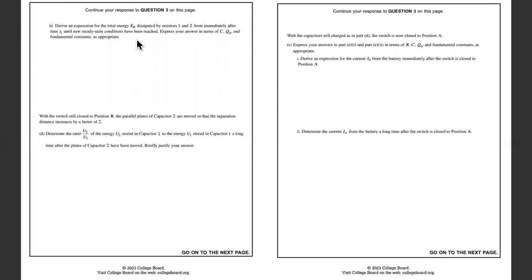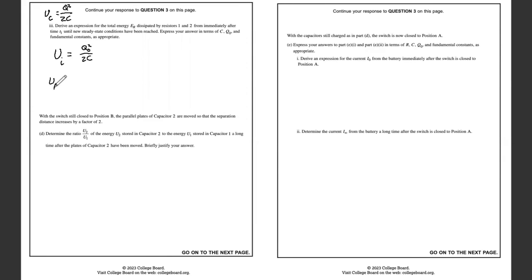Derive an expression for the total energy dissipated by the resistors from immediately after time t1 until new steady state. This requires us to know the initial energy stored as well as the final energy stored. And we know that the energy stored in a capacitor from our equation sheet is q squared over 2c. Well, only capacitor 1 has charge initially, and so that is going to end up being q naught squared over 2c, right? Not q naught divided by 3 squared, because that's steady state charge. Originally, capacitor 1 just has q naught.